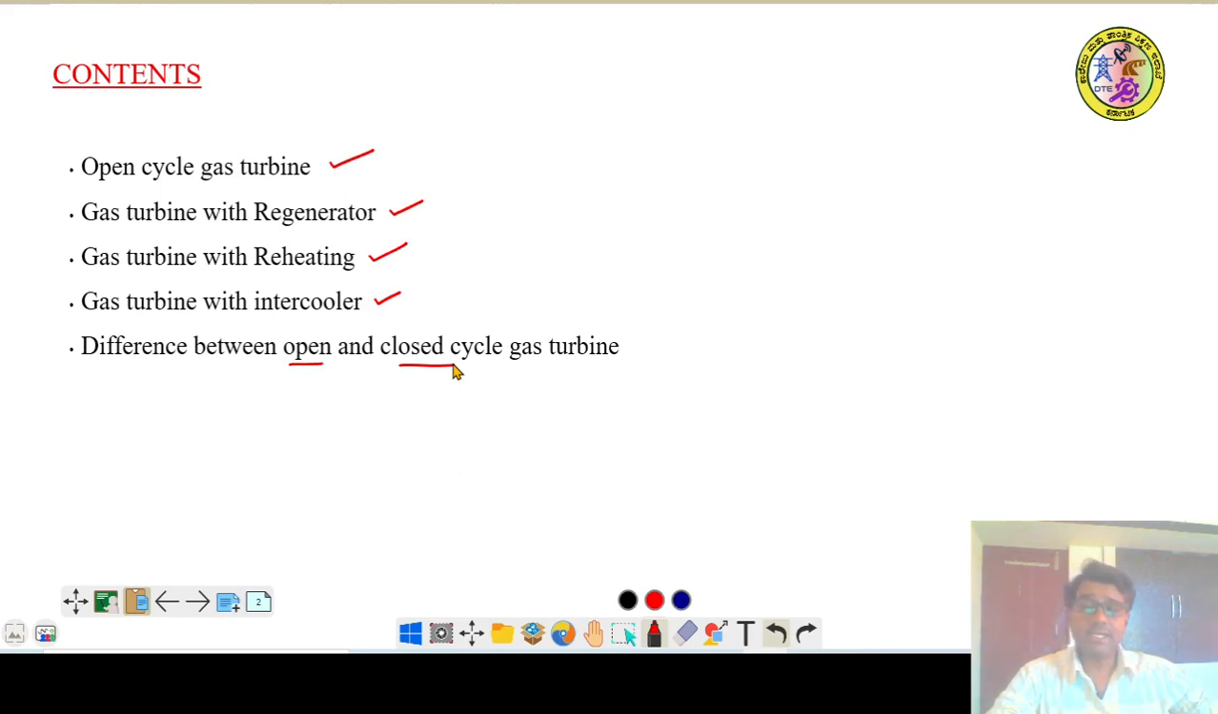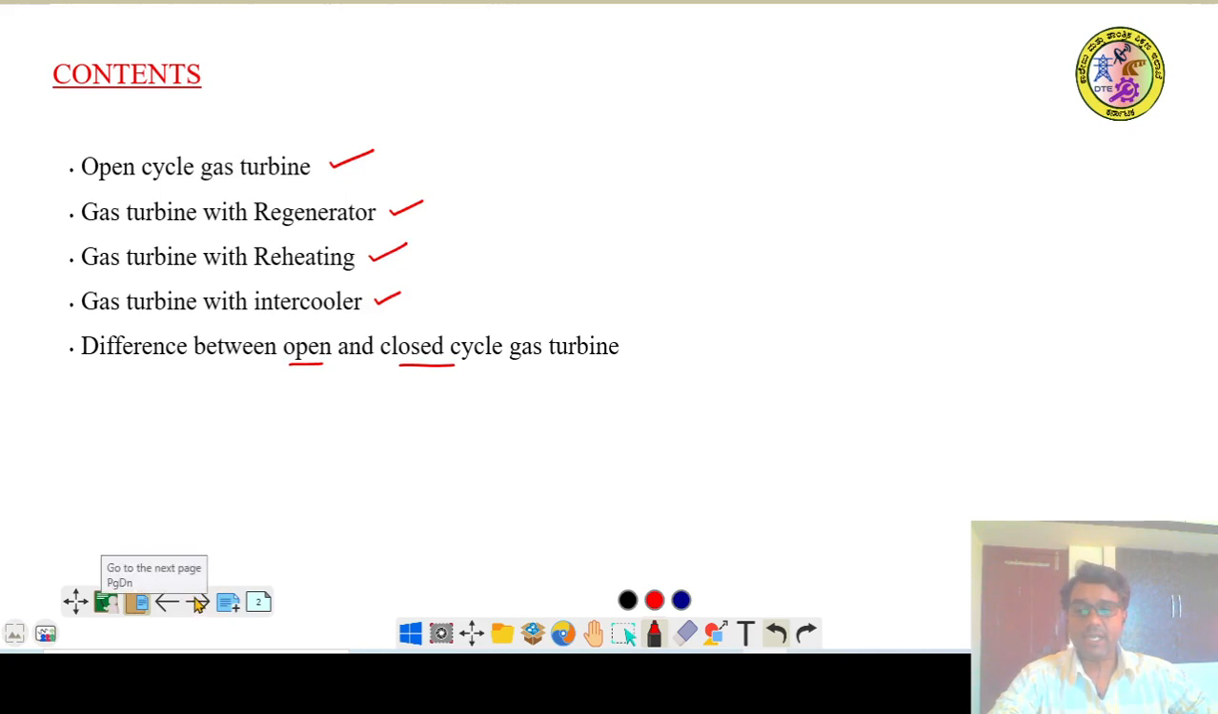So, in the last class, we studied the closed cycle gas turbine. In the closed cycle gas turbine, the exhaust working fluid from the turbine is not expelled to the atmosphere. It is returned to the compressor, then again to the combustion chamber, and the same fluid is expanded in the turbine.